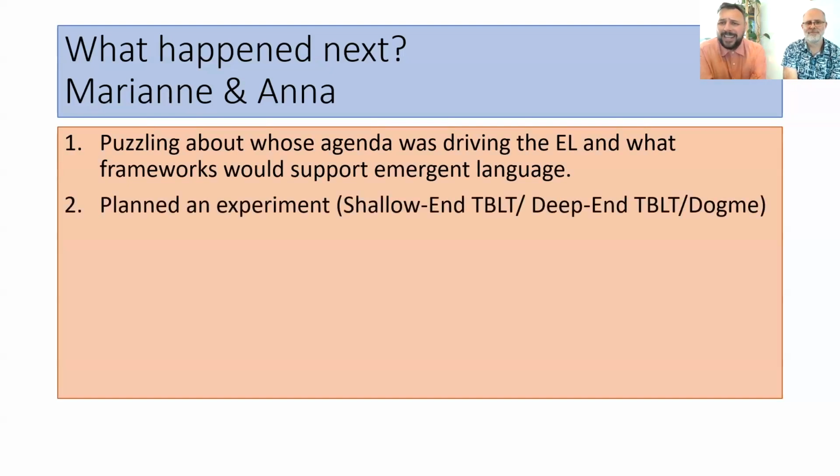They planned an experiment where they looked at a shallow-end task-based lesson, I think it was task, teach, task, versus a deep-end TBL lesson in the traditional sense, and a Dogme lesson where it was completely conversation-driven. And what they found is that actually we'd expect the Dogme lesson to be much more emergent language rich. They all had emergent language, but Marianne felt in the Dogme lesson that she was controlling the language because she felt there was a lack of direction in the lesson. So she felt she had to give it direction by controlling the language more.